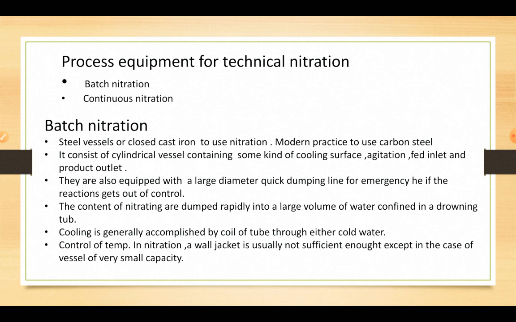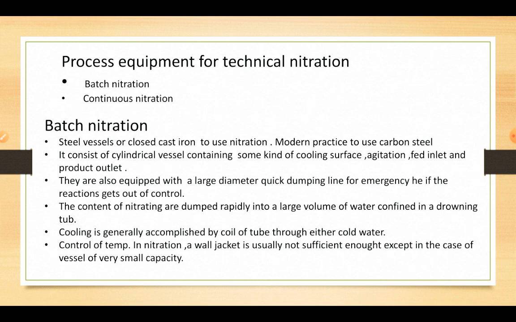Process equipment for technical nitrations. There are two types of equipment used in nitrations. First is batch nitration, and second is continuous nitration. What is batch nitration? A stainless steel vessel or closed cast iron is used in nitration. Modern practice is to use carbon steel.